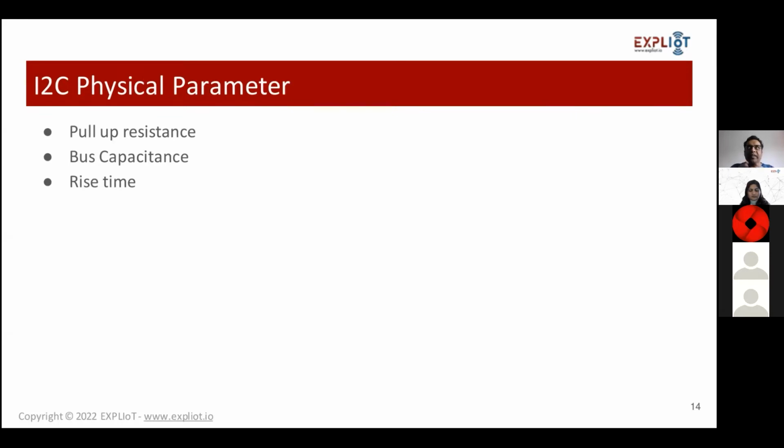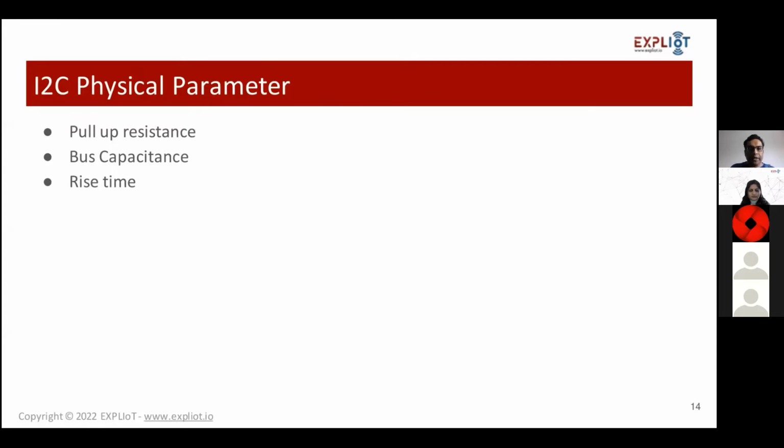Now, when we have this SDA and SCL line, and you have connected your slaves over there, it is always recommended that you have some kind of pull-up resistance. This pull-up resistance will take care of some of the current requirements as well as the rise time requirement of the particular communication. So we'll see that example.